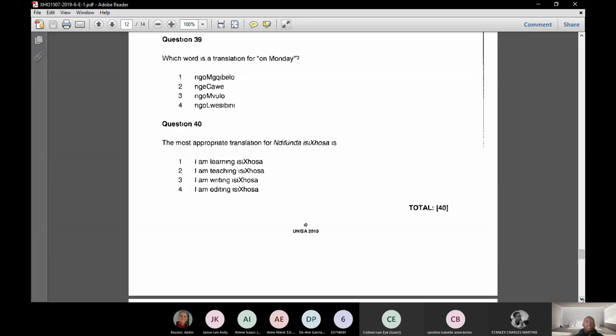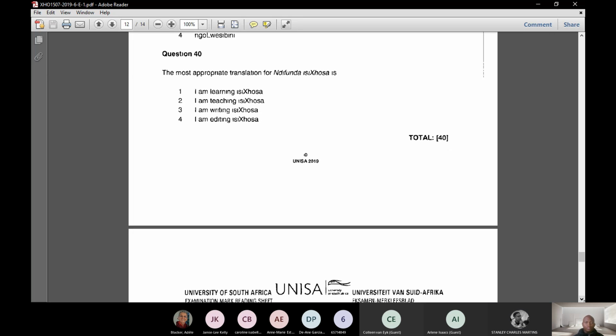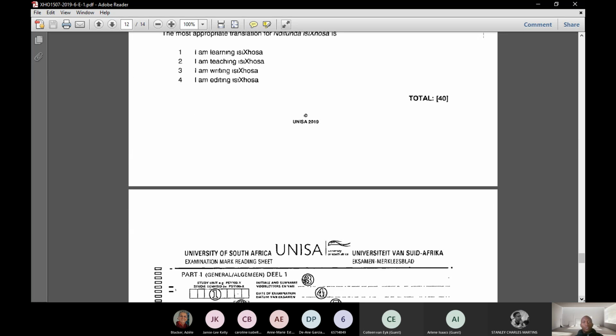Monday, 3 is correct. And the last question is the most appropriate translation for ndifunda isiXhosa. Ndifunda isiXhosa is: I am learning isiXhosa, I am teaching isiXhosa, I am writing isiXhosa, I am editing isiXhosa. Number 1 is correct. I am learning isiXhosa. I am teaching isiXhosa is ndifundisa isiXhosa. I am writing isiXhosa is ndibhala isiXhosa. I am editing isiXhosa is ndilungisa isiXhosa.